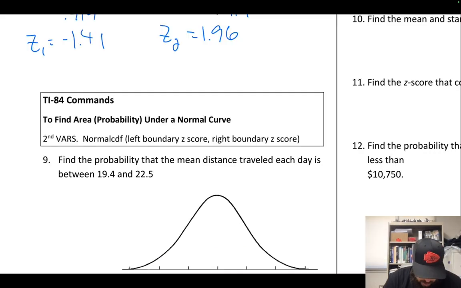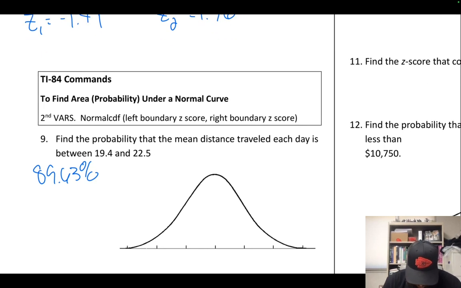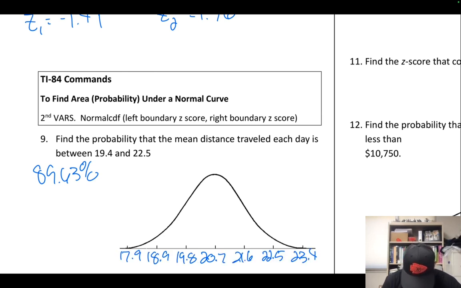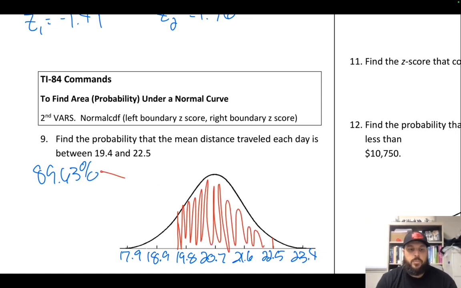So let's take that back. So we got 89.63% as our probability. Let's label this. And again, we're looking between those two, so 19.4 and 22.5. So that was our shaded area, and that is representative of 89.63% probability that the mean distance traveled each day is between those.